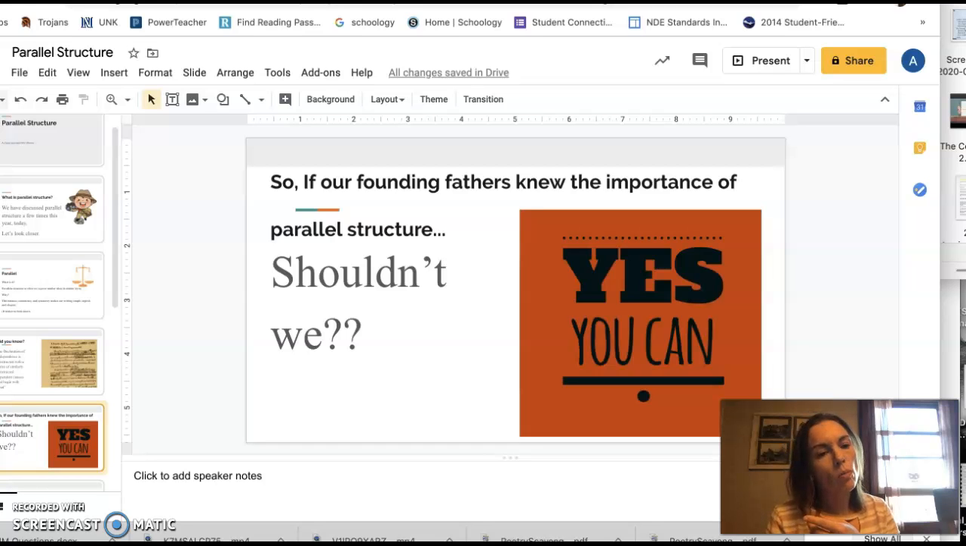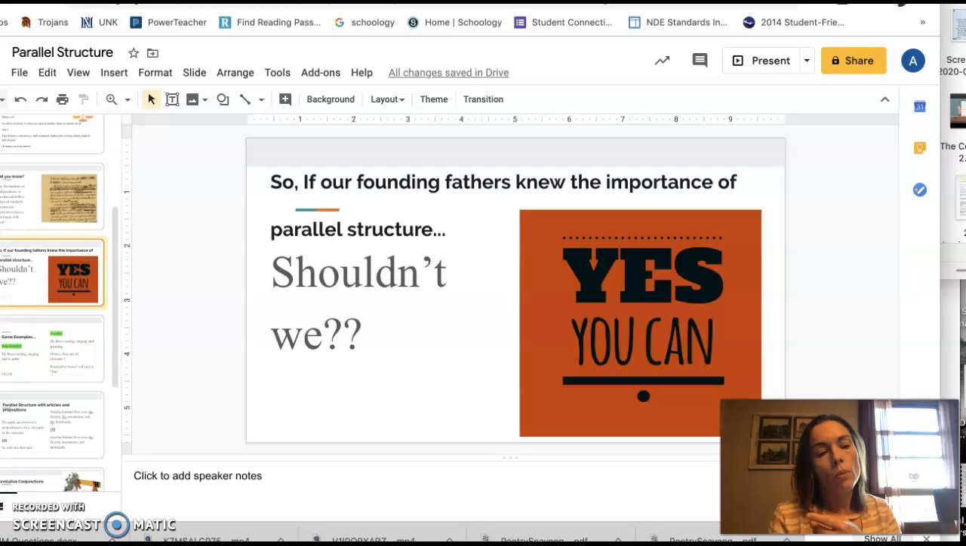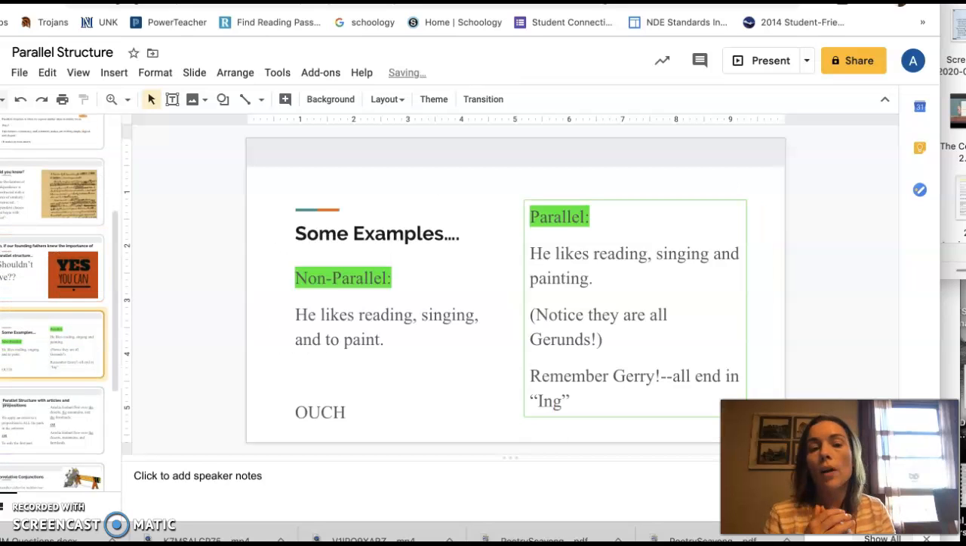I think so. Oops, let me go. There we go. All right, so some examples. Something that would not be parallel over here: he likes reading, singing, and to paint. Okay, I'm not going to lie, that just makes my ears hurt. Owie. But parallel: he likes reading, singing, and painting.